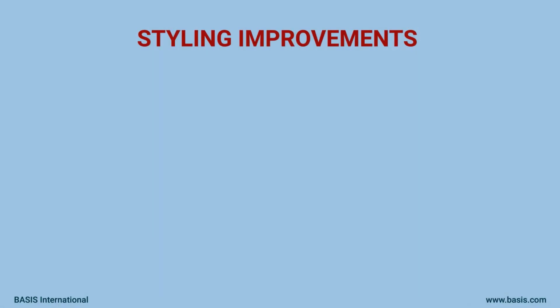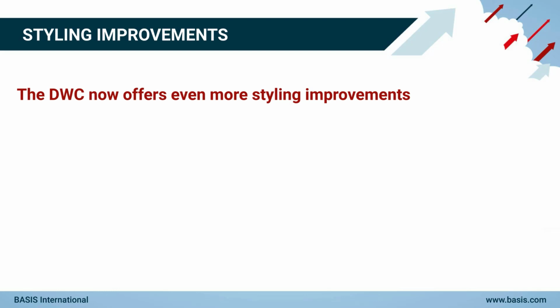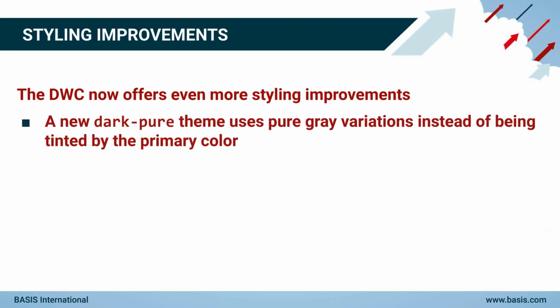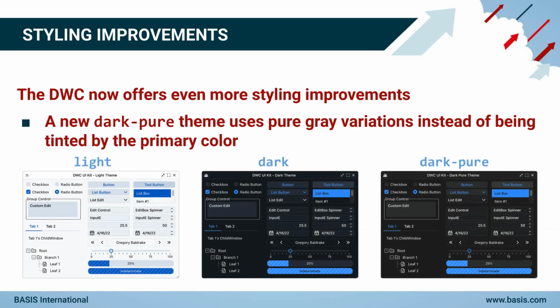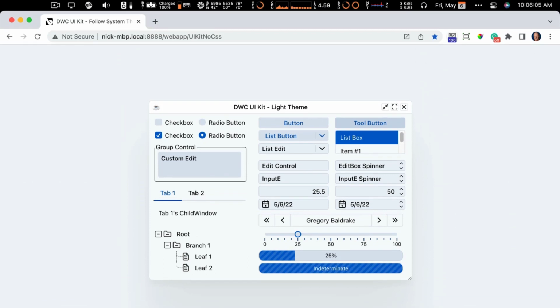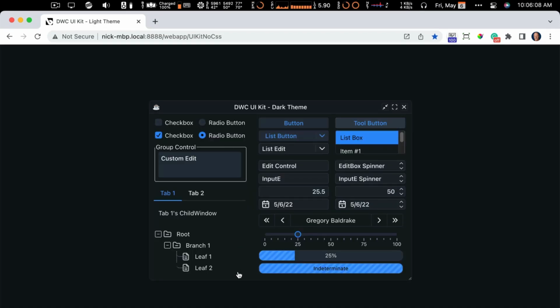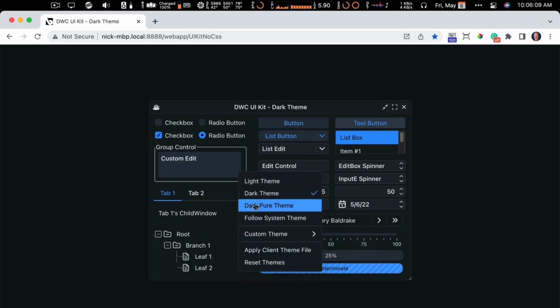Styling improvements. We previously looked at the DWC's light and dark themes, and now there's a new dark pure theme available. Visually, the new theme is very close to the dark theme, as it's basically a desaturated version of the dark theme. That's because it uses pure gray variations instead of tinting the default colors with the primary color. We've updated our UIKit demo to add support for the new theme type, so we can toggle between the two dark themes to see the differences between them.